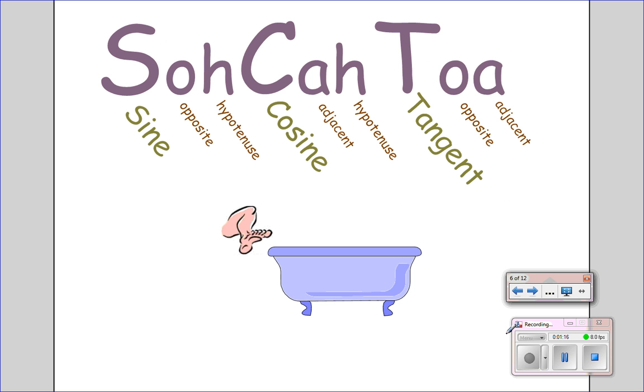A clever acronym to remember these is SOHCAHTOA, where sine is the opposite side over the hypotenuse, cosine is the adjacent side over the hypotenuse, and tangent is the opposite side over the adjacent side. So SOHCAHTOA is a good way to remember what you're looking for.